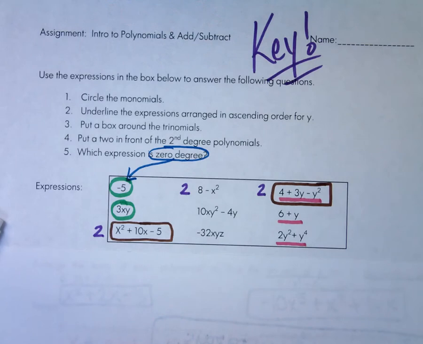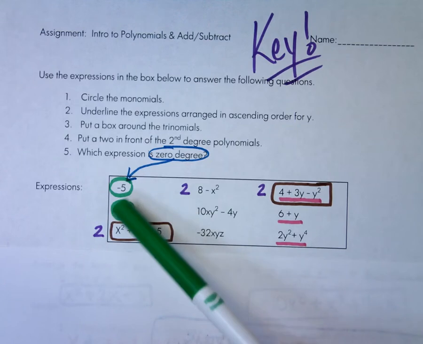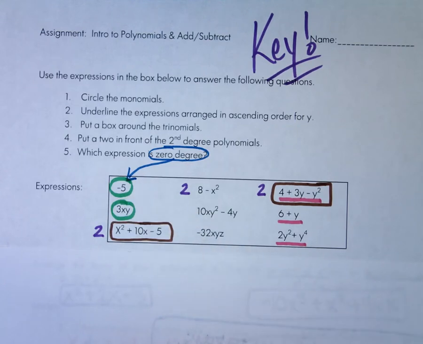Assignment with you. Let's see how you did. Hopefully you guys did okay with this. All right, number 1 told us to circle the monomials, so that's what I did. These both only have one part, so those are the monomials.